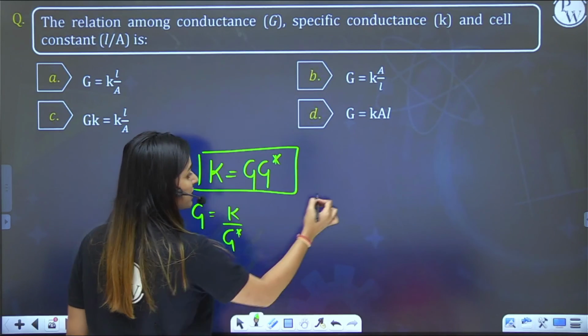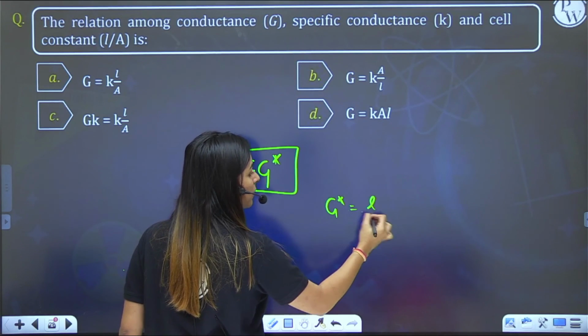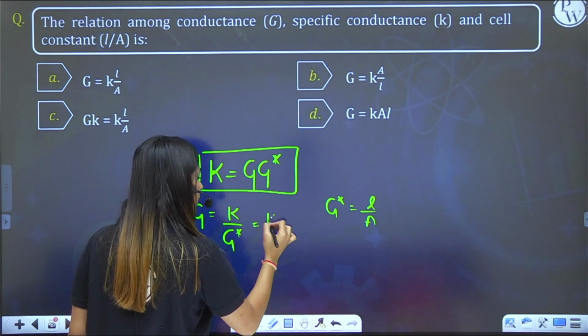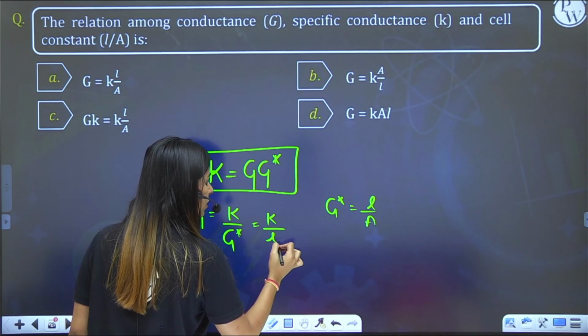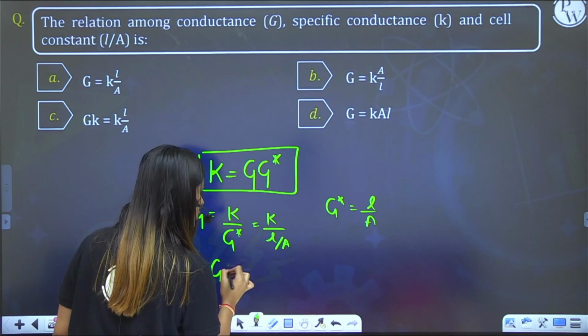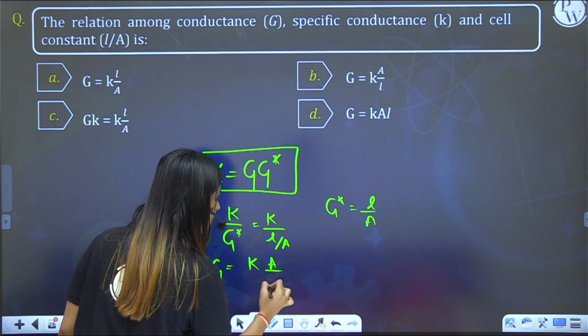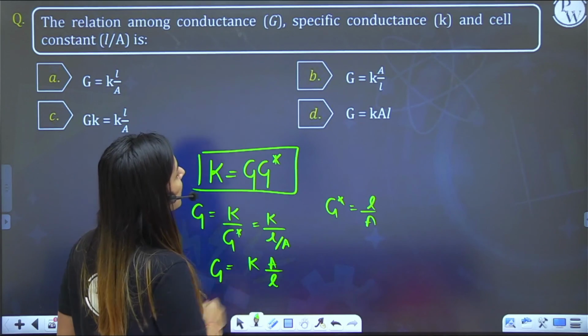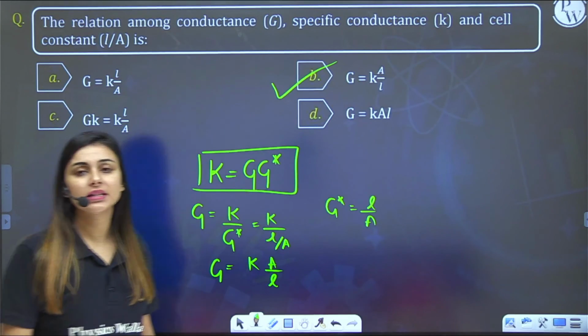And what is G star? We know that G star is equal to L upon A. So let's write this K upon L upon A. So G is equal to K A by L. Is there any expression K A by L? Yes, ma'am. Option B will be your correct answer.